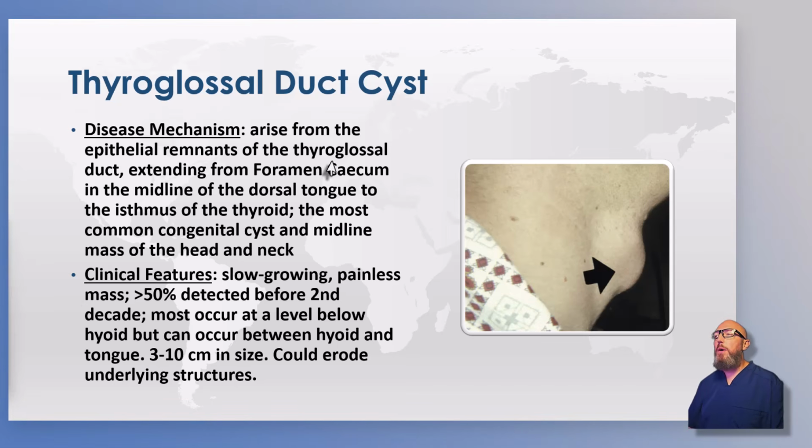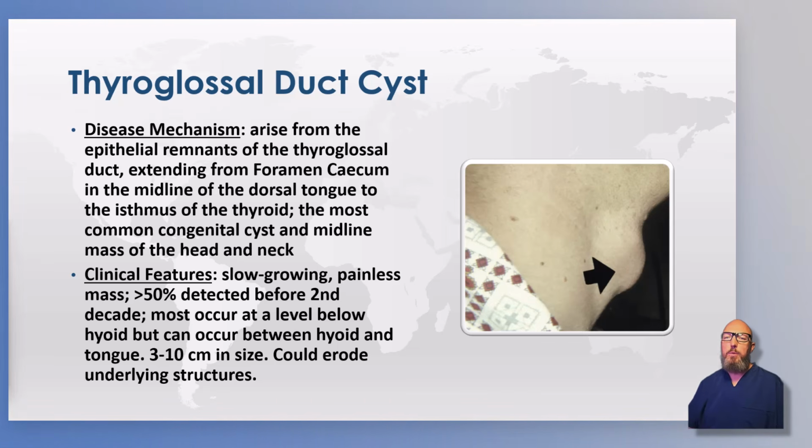And then here's another one, the thyroglossal duct cyst. And this arises from epithelial remnants of the thyroglossal duct, which is something that extends from the foramen cecum, which is in the midline of the dorsal tongue, down to the isthmus of the thyroid. So it can be anywhere along that line. Think of the top back part of the tongue, all the way down to the thyroid cartilage.